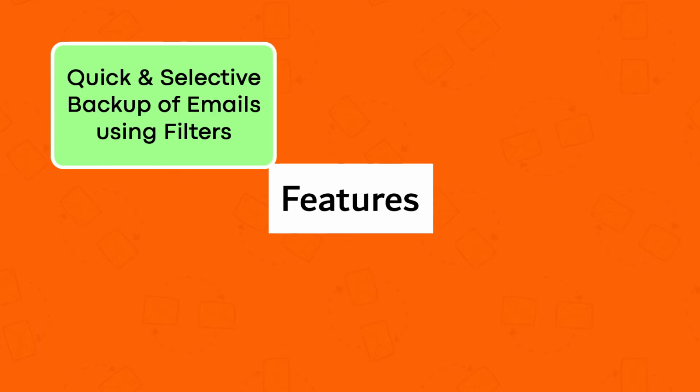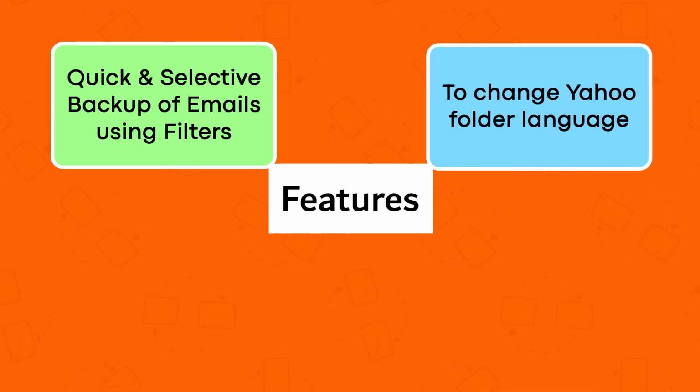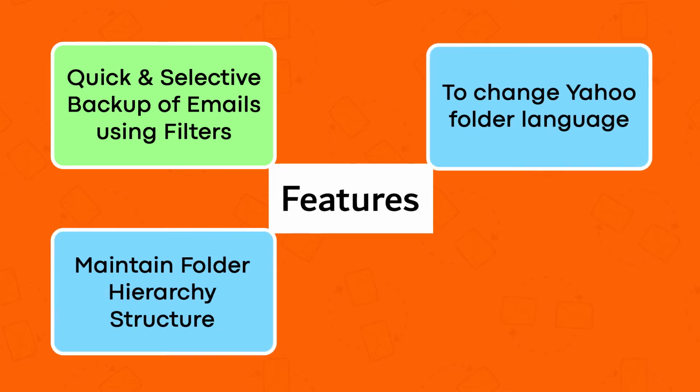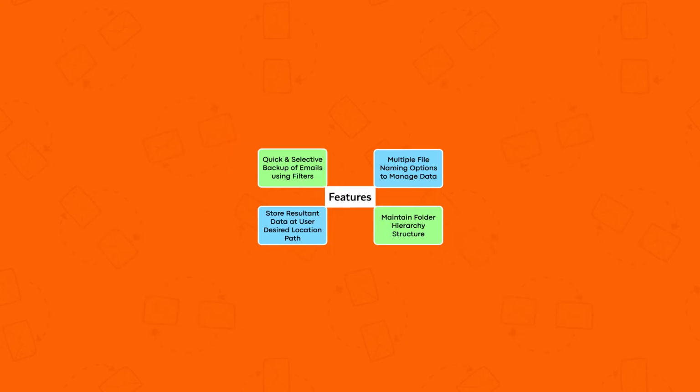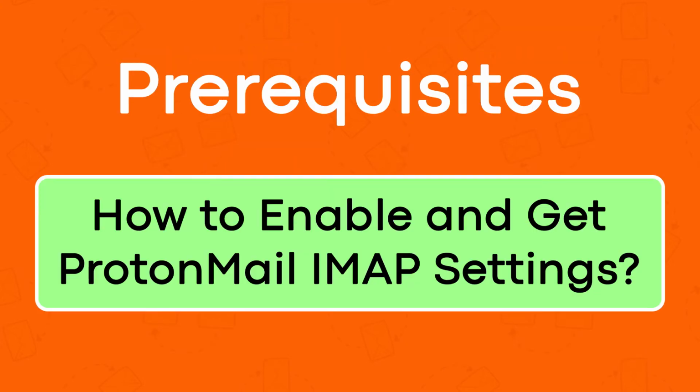Quick and selective backup of emails using filters. Change Yahoo folder language. Maintain folder hierarchy structure. Save messages in default folders. Now let's check prerequisites: how to enable and get ProtonMail IMAP settings.